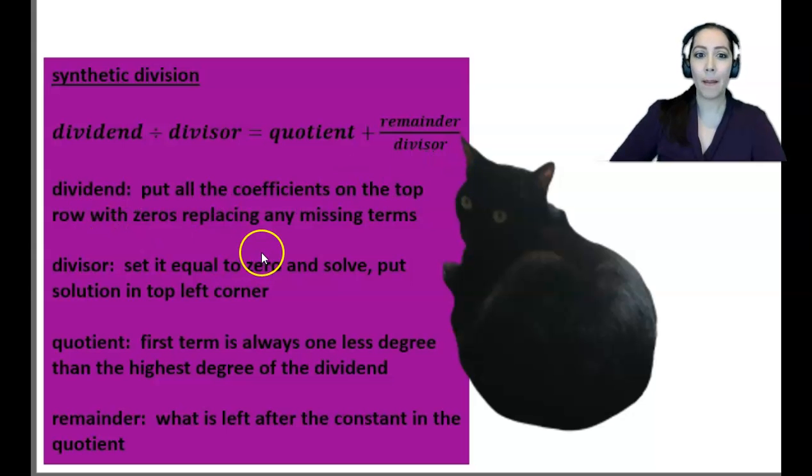The dividend: put all coefficients on the top row with zeros replacing any missing terms. Divisor: set it equal to 0 and solve. Put the solution in the top left corner. Quotient: the first term is always one less degree than the highest degree of the original dividend. Remainder: what is left after the constant in the quotient.